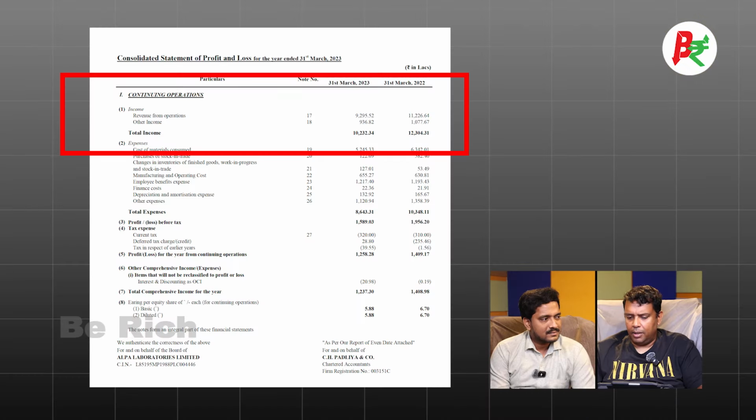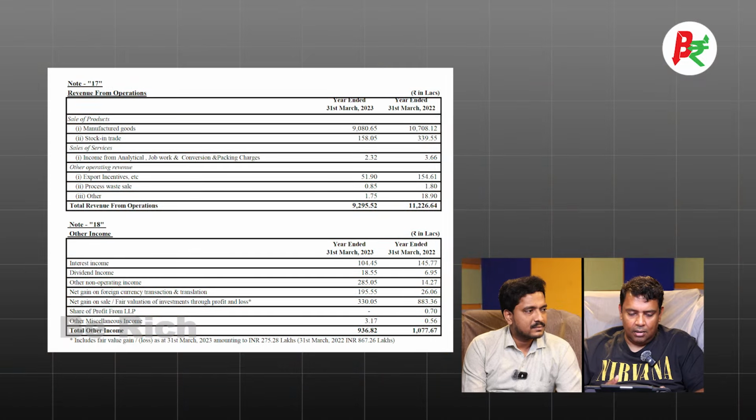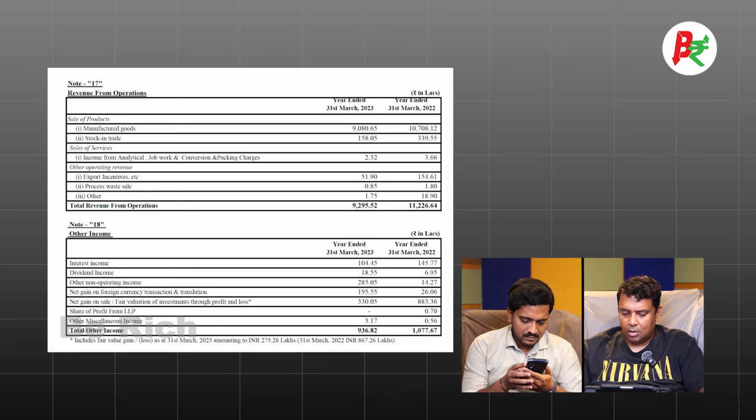But that's moved away from the point. Here we look at revenue from operations, and it says note number 17. So we go to note number 17. Here it tells you sales of products, manufactured goods, so much. Stock in trade, so much. Sales of services, so much. Export incentives, etc. But that's not really an export.